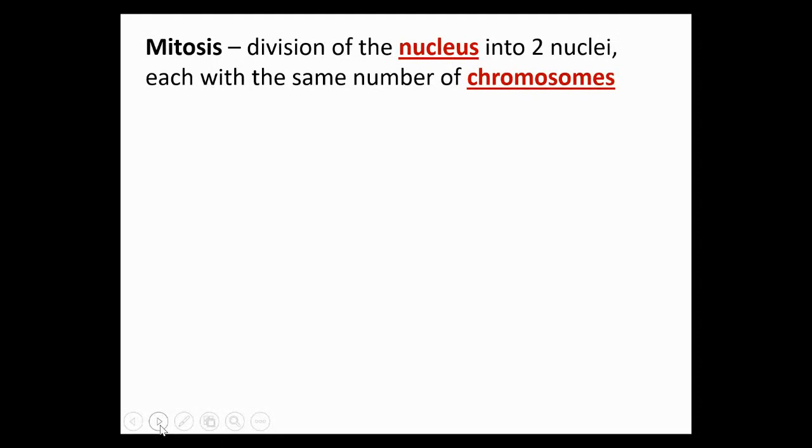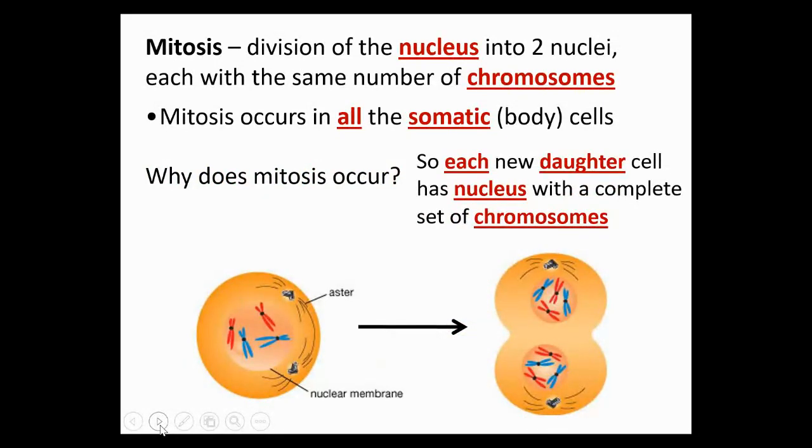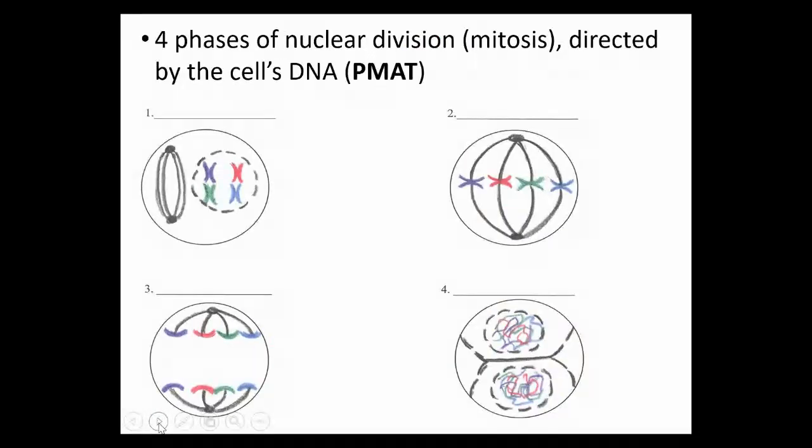Mitosis is the division of the nucleus. It divides into 2 nuclei, each with the same number of chromosomes. Mitosis occurs in all of the somatic body cells. Why does mitosis occur? So each new daughter cell has a nucleus with a complete set of chromosomes, because the daughter cells have to carry out the same job or function as the original cell.